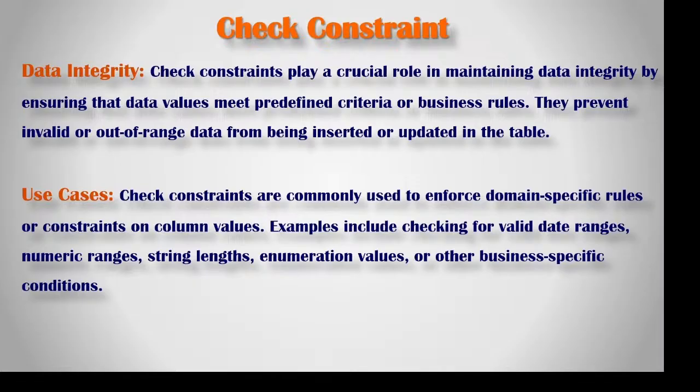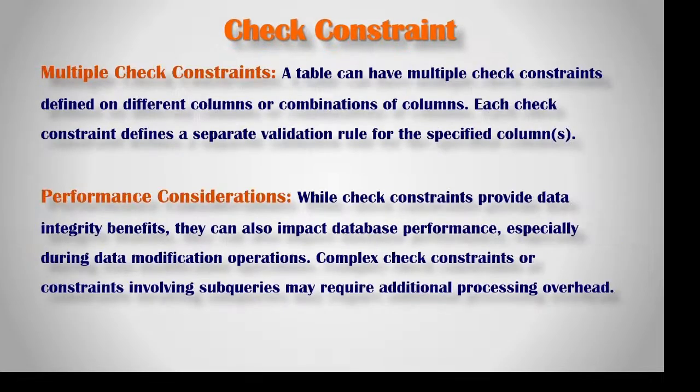Multiple constraints. A table can have multiple check constraints on different columns or combinations of columns. Each check constraint is a separate validation rule for the specified columns. Performance considerations. While check constraints provide data integrity benefits, they can also impact database performance, especially during data modification operations. Complex checks or constraints containing subqueries may require additional processing.